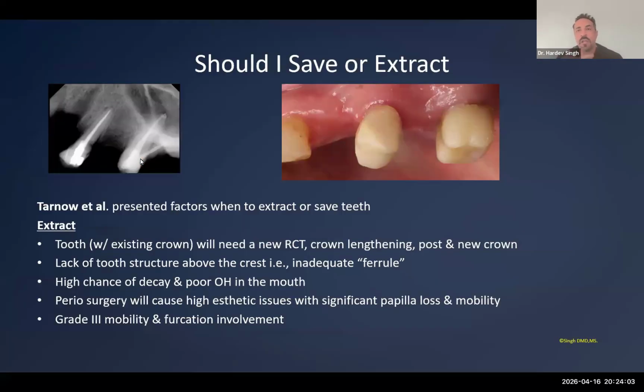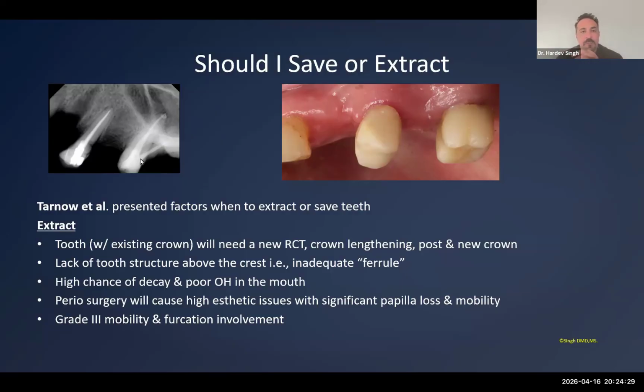I get these questions a lot as a periodontist. I try to save teeth, however, I am realistic. Dr. Tarnow is a world-renowned periodontist from Colombia. He put together some conditions when to extract teeth. Teeth with an existing crown that will need a new root canal, basically a retreat, crown lengthening, post, a new crown. I agree with that.